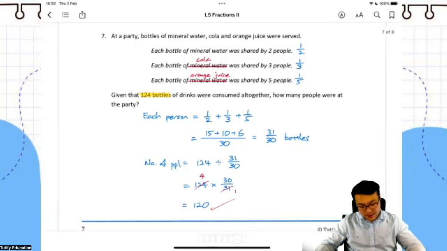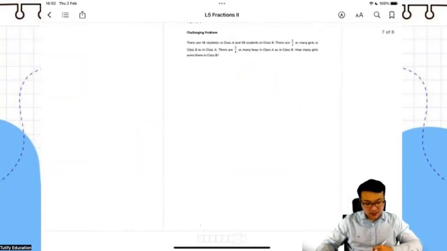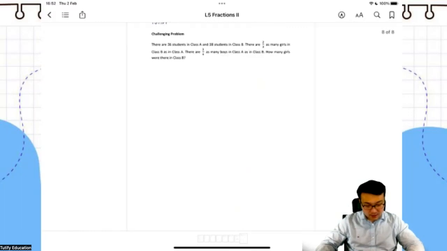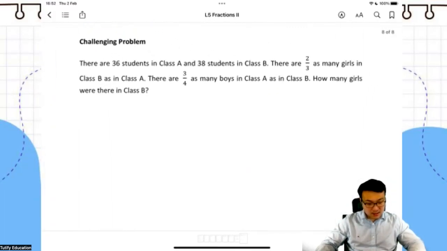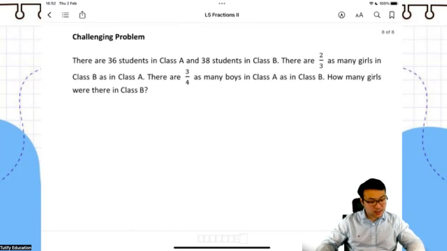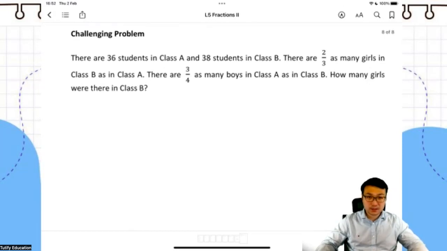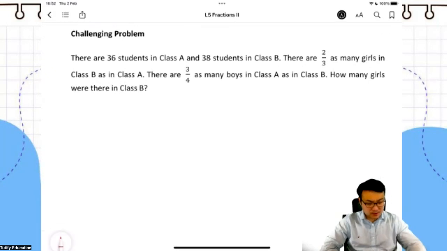All right. So let's try the last problem. Okay, students, this is a challenging problem. Guess what? Actually, this problem appeared in one of the PSLE papers. So let's take a look. Take some time to read it before we start.